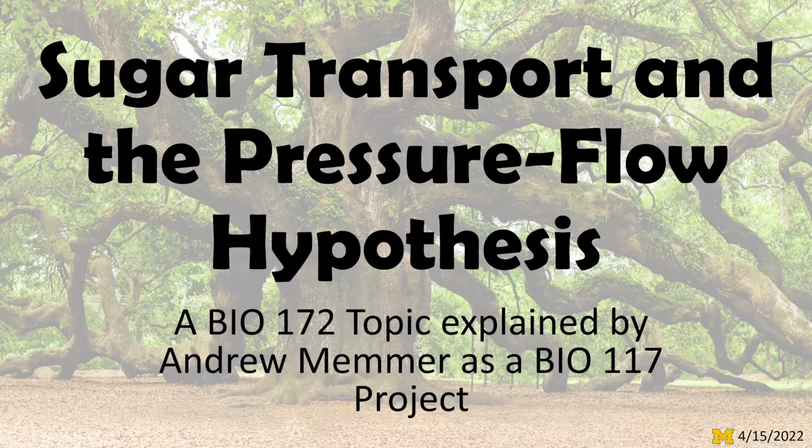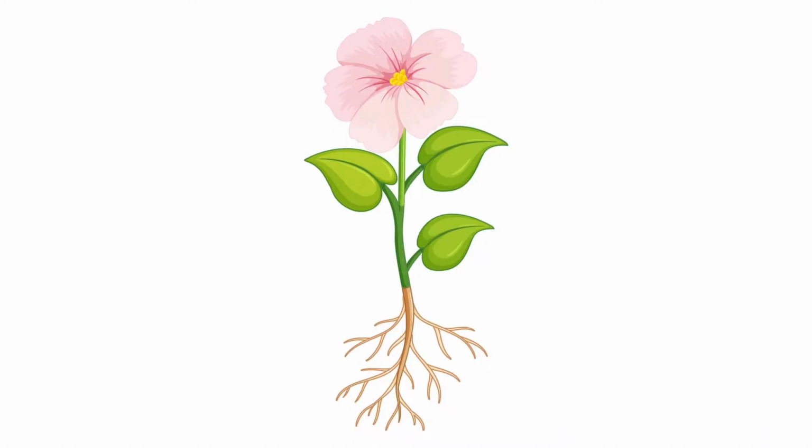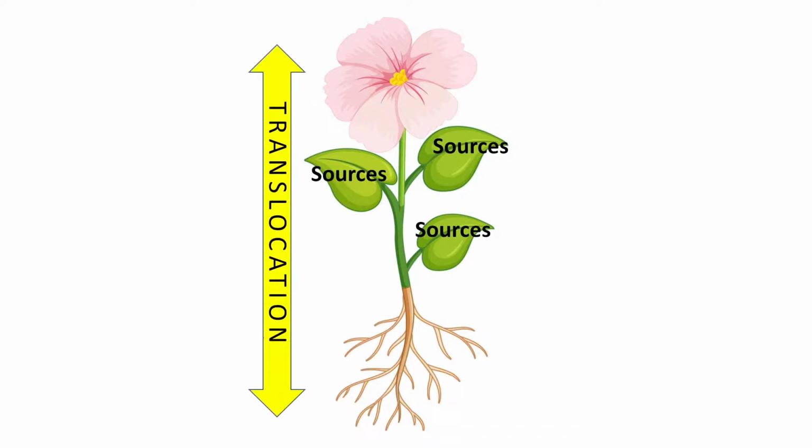In this video, I'm going to explain the basic procedure of sugar transport in plants and the procedure of the pressure flow hypothesis. Some parts of all plants, called sources, are able to produce sugars. By a process called translocation, these sugars move along their concentration gradient from these sources to what are called sinks. Sinks are part of plants that require more sugar than they produce.